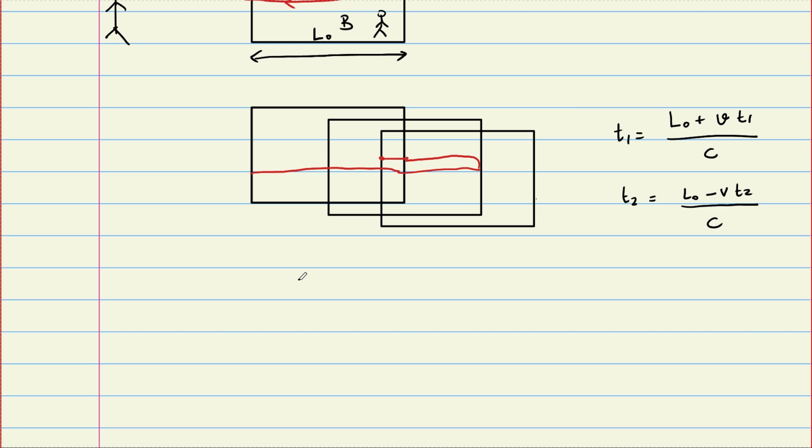And now I need to find T1 plus T2, the total time. So T1 is going to be equal to, from the solution of this, let me write it like this: T1 times (1 minus V over C) is equal to L naught over C. Then T1 is equal to L naught over C divided by 1 minus V over C. I forgot the C here, this should be L over C. Okay, so this is L over C.